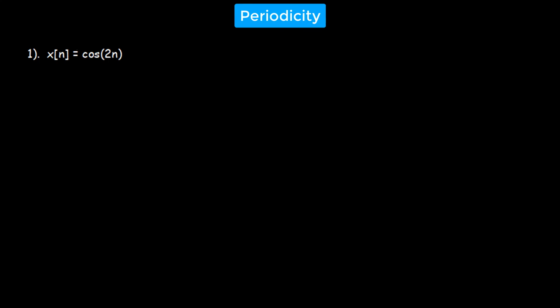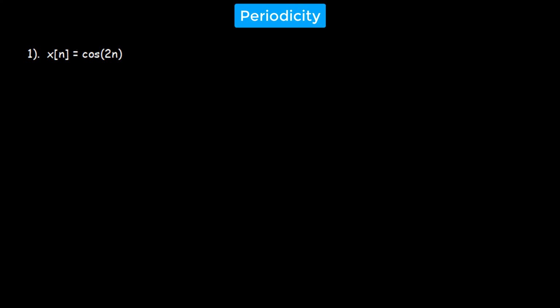So here we have a discrete time signal given by x of n equals cosine of 2n. First we have to check whether the given signal is periodic or not. If it is periodic, then we'll have to determine its period. So let us begin. There are two ways of computing the period of this particular signal. We'll start with the first one.